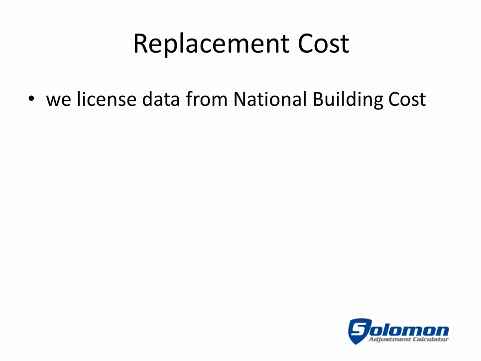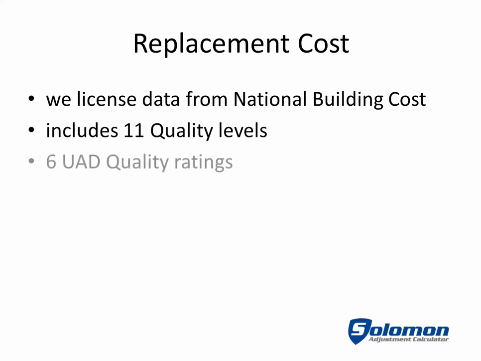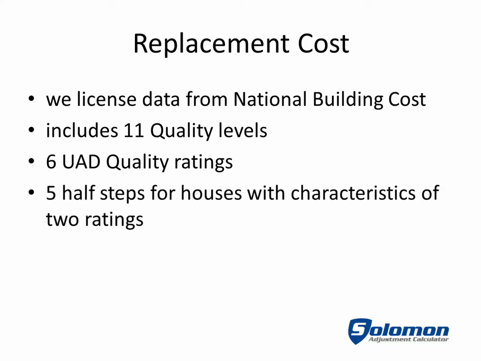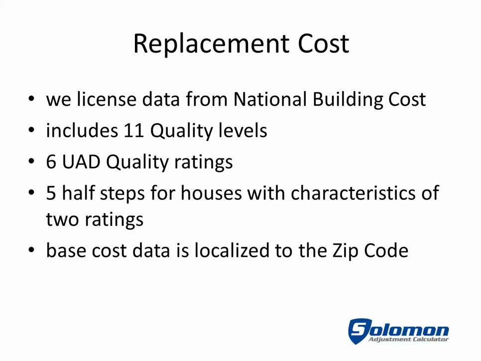We license data from National Building Cost. They include 11 quality levels, and there are 6 quality ratings in the UAD system, so we use the other 5 for half steps for houses with characteristics of 2 ratings. Now, their base cost data is localized to the zip code where your subject is located by something called a zip code multiplier.